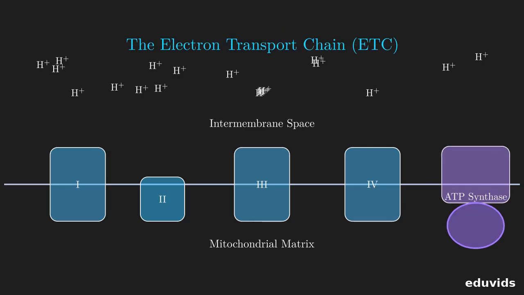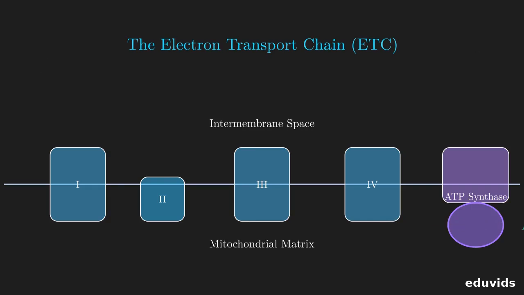This stored energy is then harnessed by a special enzyme called ATP synthase. Protons flow back into the mitochondrial matrix through ATP synthase. This flow spins parts of the ATP synthase enzyme, much like a tiny turbine. The spinning action drives the enzyme to combine ADP and phosphate, creating ATP. This entire process, linking electron flow to ATP synthesis, is known as oxidative phosphorylation.